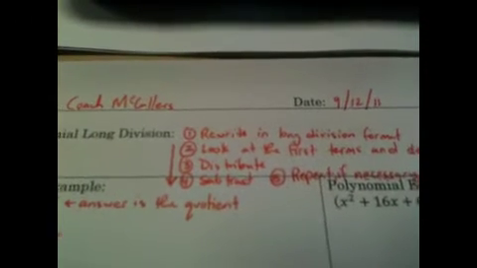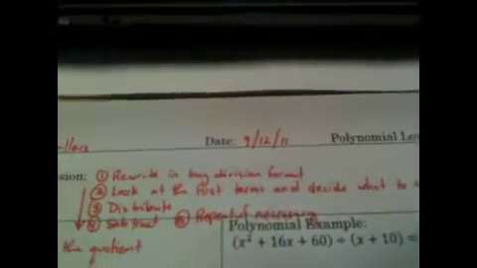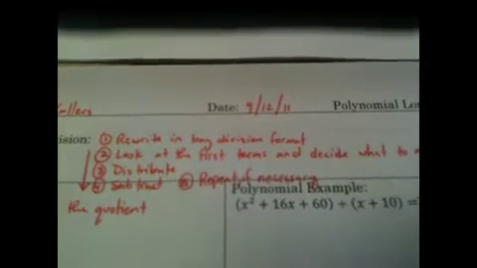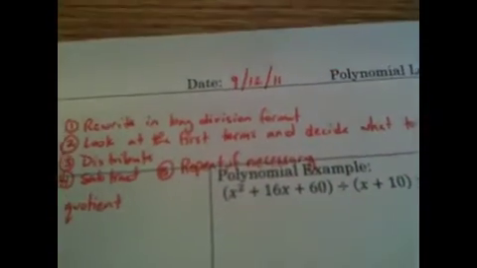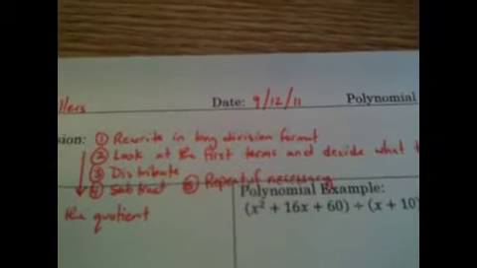First of all, I'm going to give you the steps for long division, polynomial long division. It's basically 5 easy steps. The first step is that you should rewrite the division in long division format.